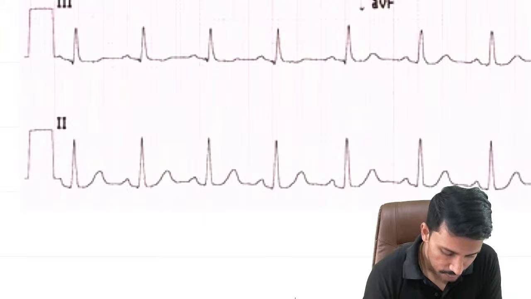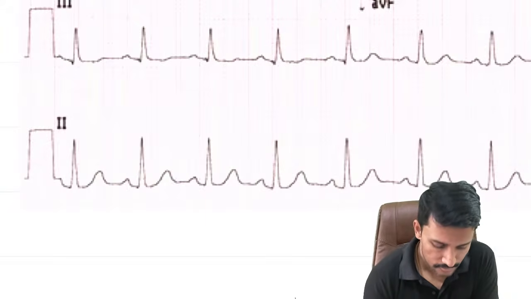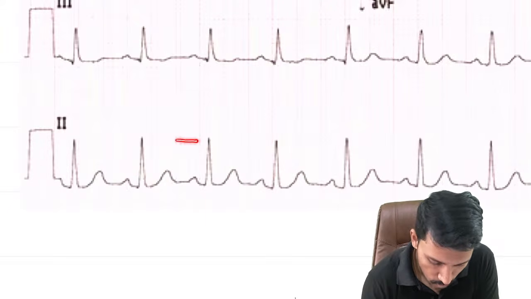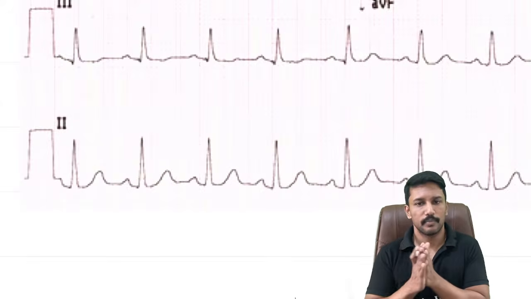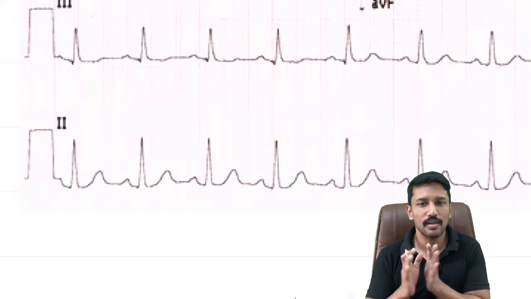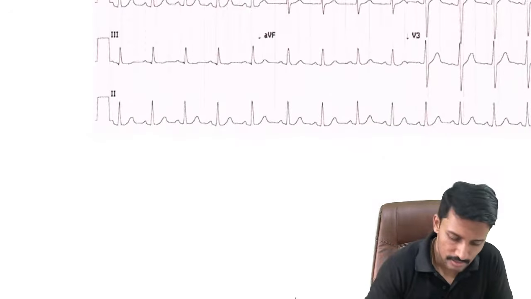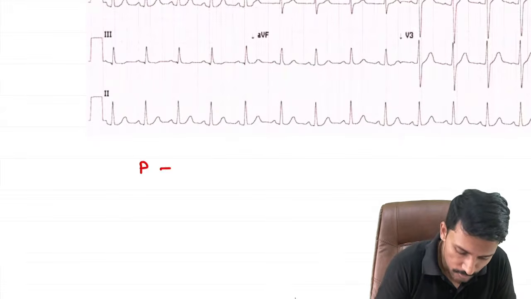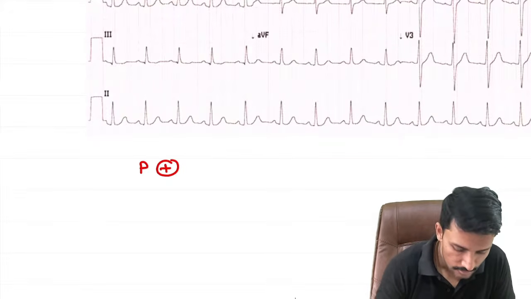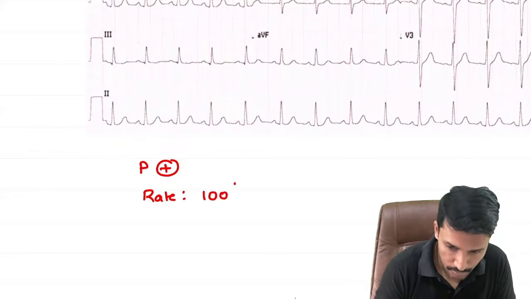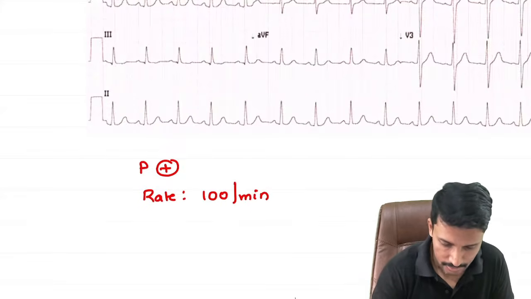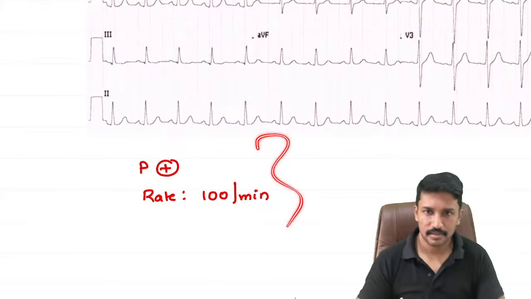Okay, now rate has to be 60 to 100. So what is the rate here? Okay, so this is one large box, two large boxes, three large boxes between RR intervals. So rate appears to be around 100. So here P waves are present and the heart rate appears to be 100 per minute. So keeping that in mind, can I call it normal sinus rhythm?